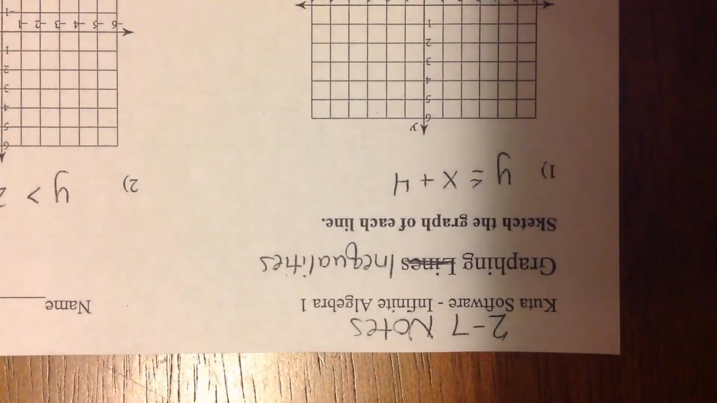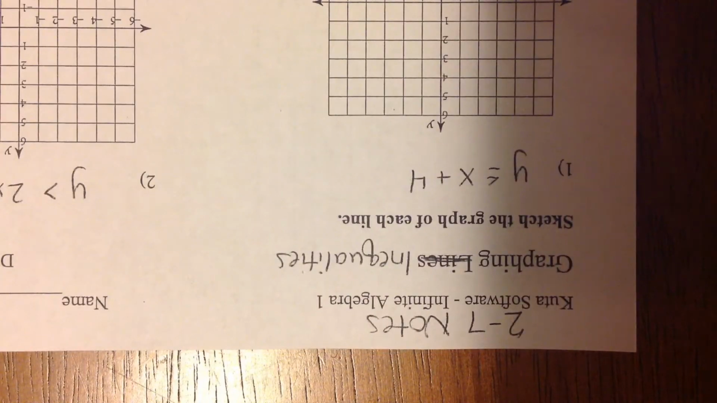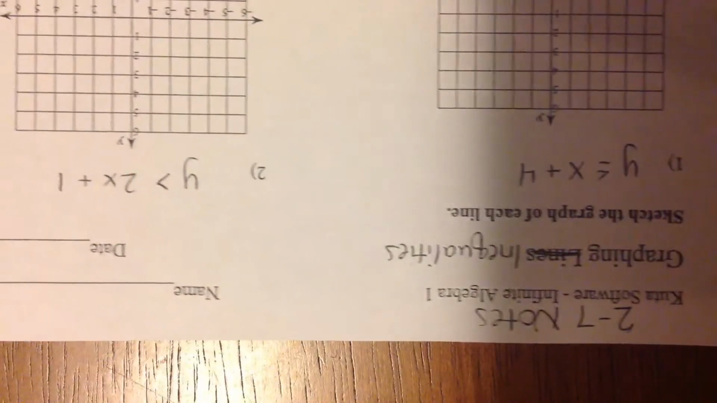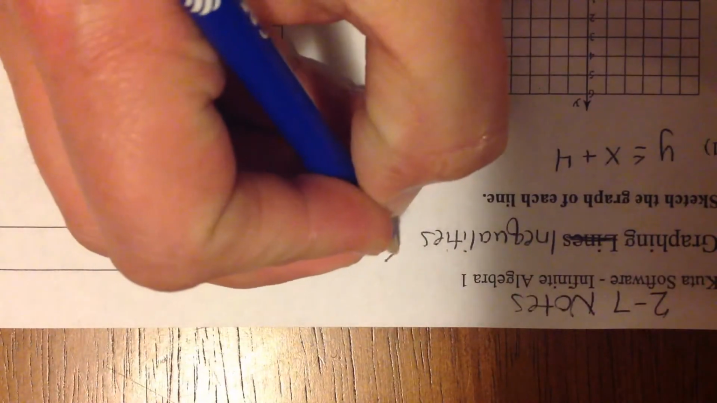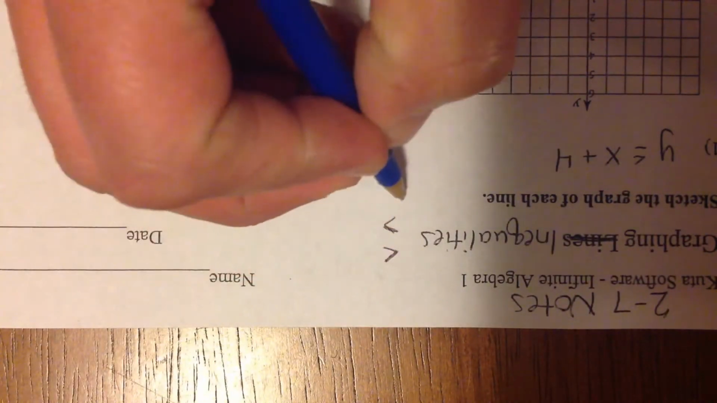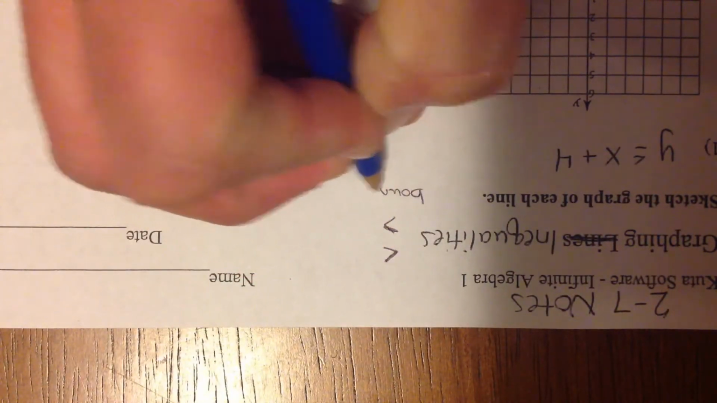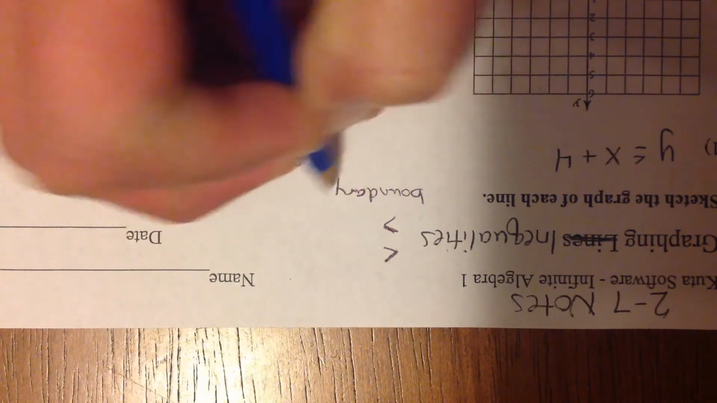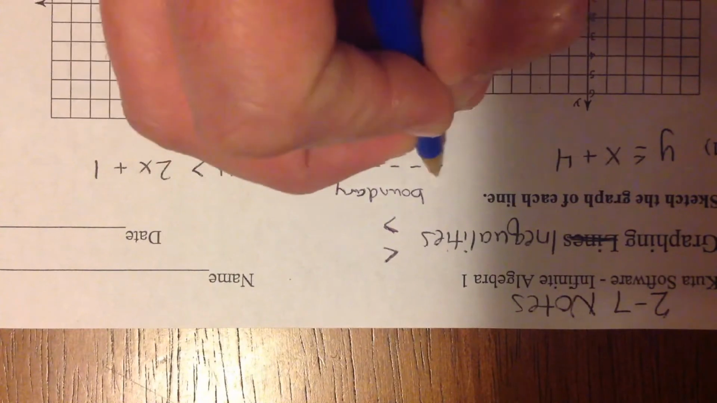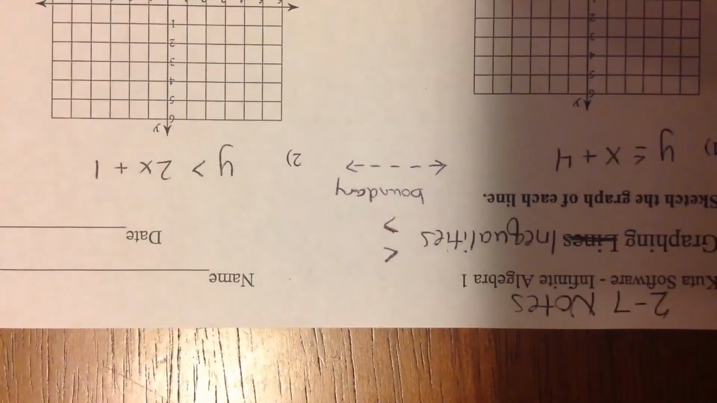Alright, in this lesson we're going to graph inequalities on a coordinate plane. So a couple things to remember when we're graphing inequalities is how we graph our boundary lines and which side we shade on. When we have a less than or greater than sign, our boundary is going to be a dashed line. Our boundary is going to be dashed.